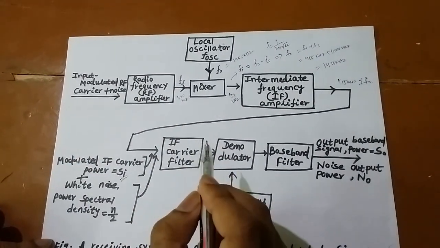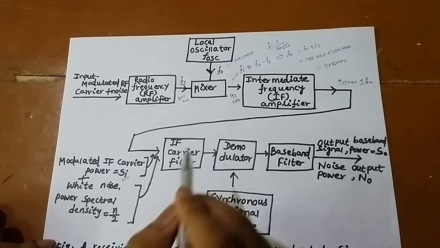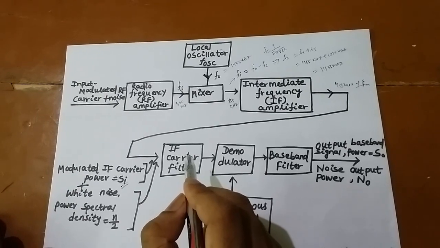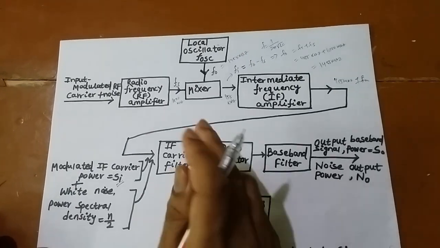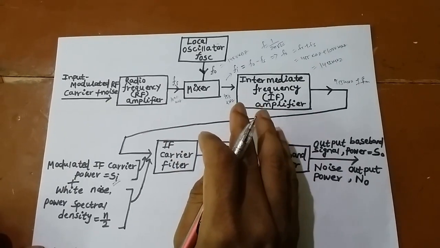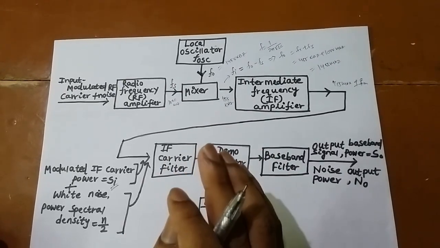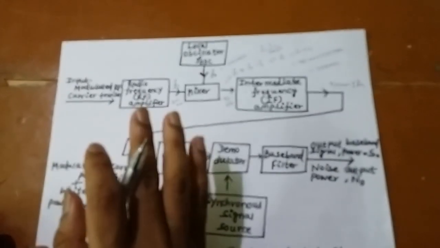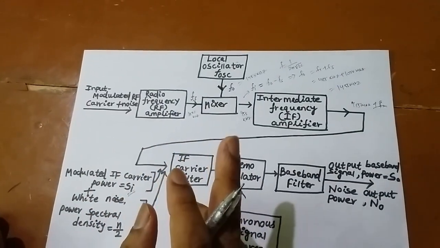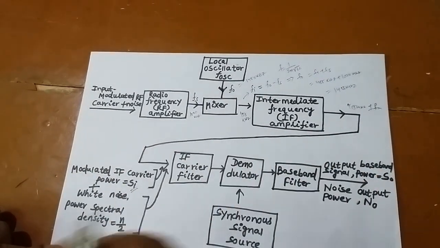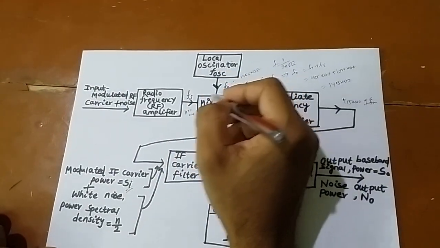Why is it called super heterodyne? Super heterodyne means heterodyning. Heterodyning means mixing. So why is the mixing required? We want to operate this demodulator at a constant frequency. Whatever the signal frequency coming, we convert it to a constant frequency, so that the remaining blocks' operation is the same. So we have to mix it.